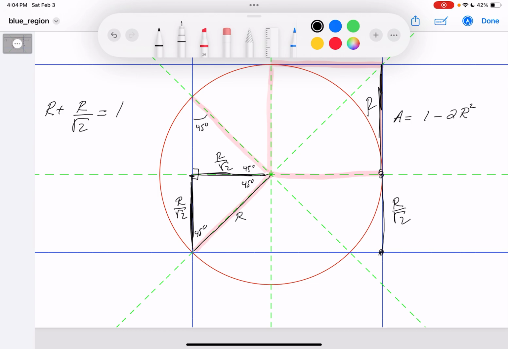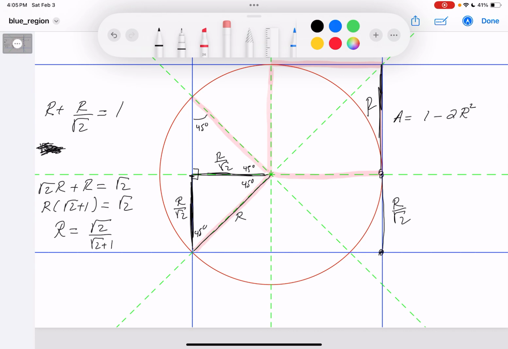Now I've got to figure this thing out. I'm going to multiply both sides by root 2. I get root 2R. Oh, I'm sorry, I made a mistake there. For some reason my pen is not working. I'm not sure what's wrong with it. You know what? I'm going to skip erasing it. It's going to be root 2R plus R. I'm multiplying by root 2. I'm going to factor an R out. That's going to be R times root 2 plus 1 equals root 2. And now I know R is going to be root 2 over root 2 plus 1.